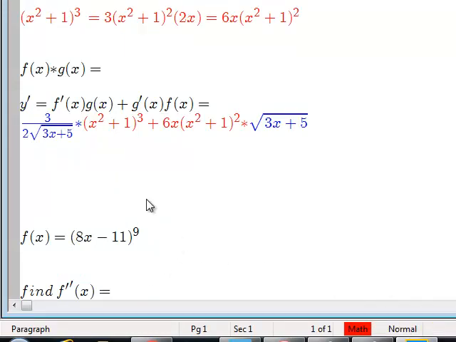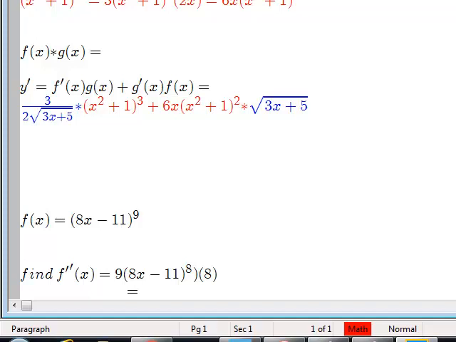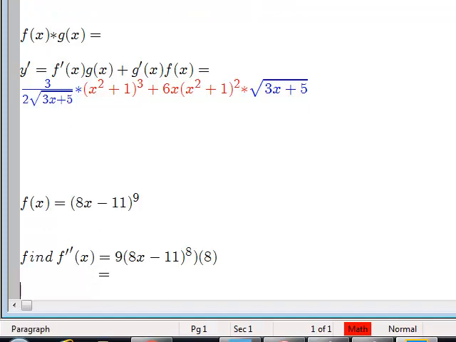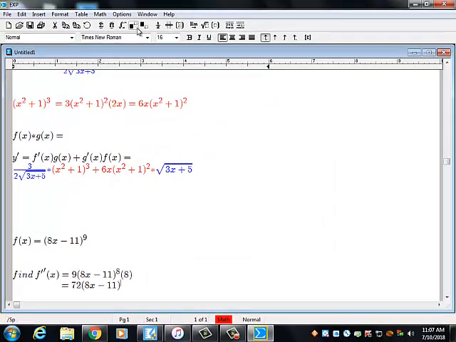So doing the second derivative, how does that work? The 9 will come out front, and you'll get 9 times (8x minus 11) to the 8th. Then you multiply that by 8, which is the derivative of the inside. So that would be 72 times (8x minus 11) raised to the 8th.